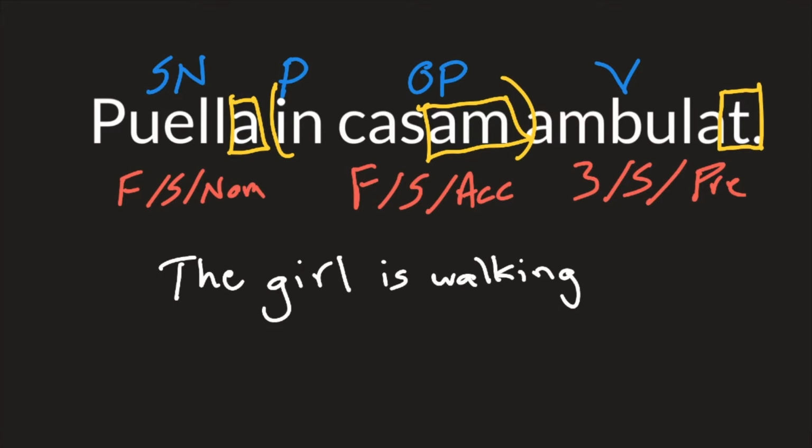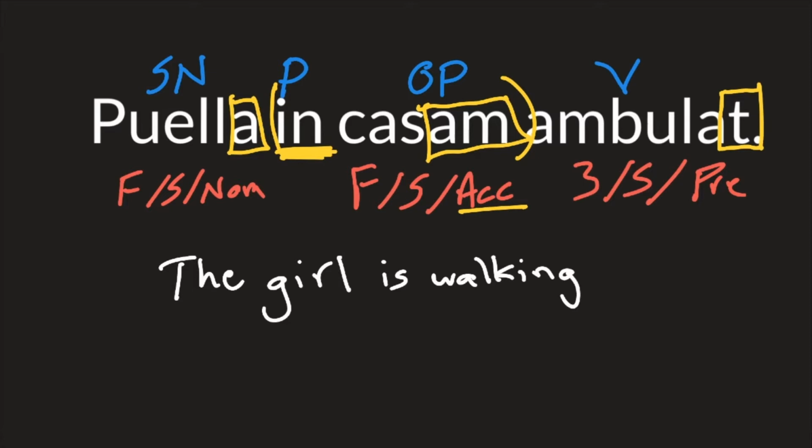Now, this little preposition in right here can have two different meanings. It can mean in or on when it's followed by an ablative case, or it can mean into or onto when followed by an accusative case. Here we have that accusative case, so it's going to mean into or onto.